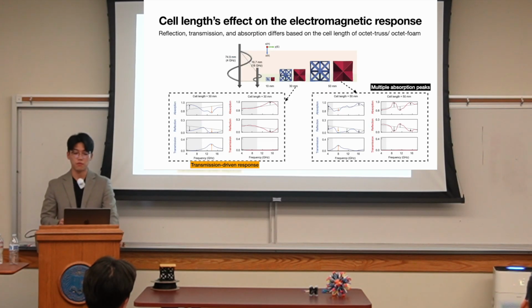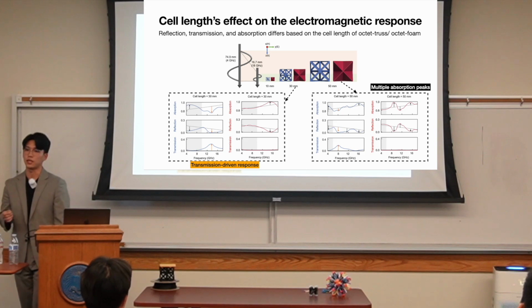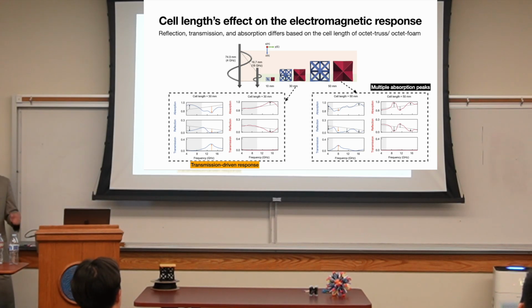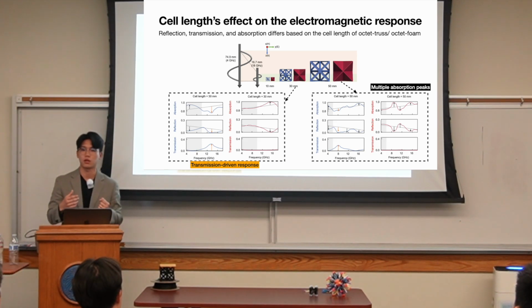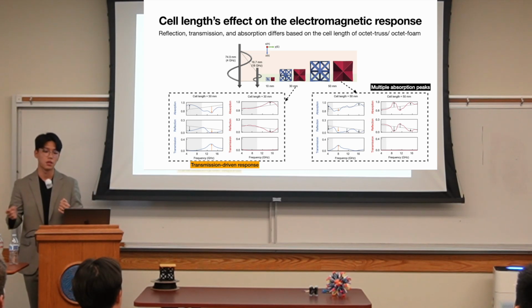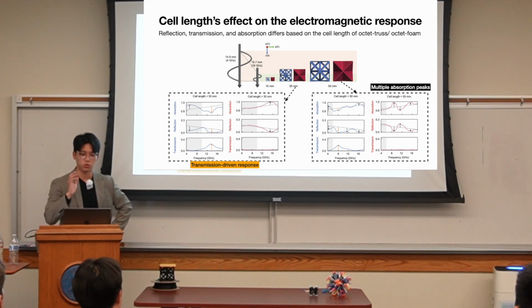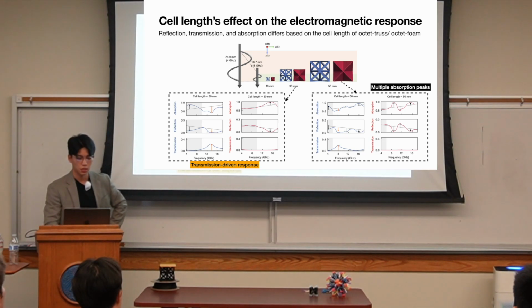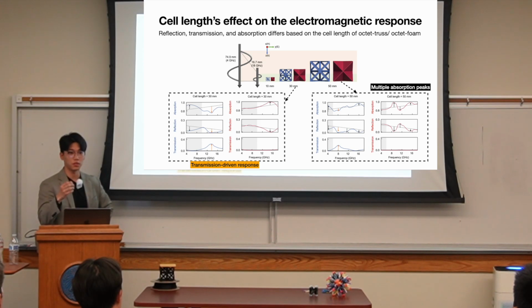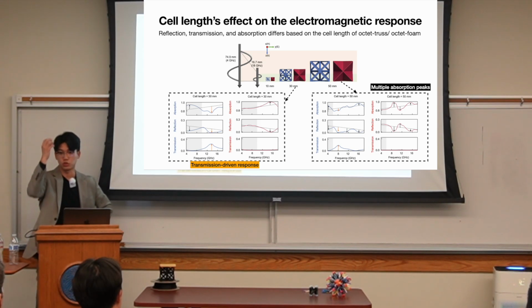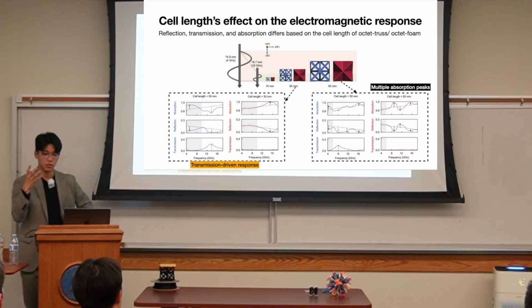For example, if we are trying to compare the cell length, if we took the experimental approach, printing this sort of specimen and then testing it would require so much time to see what's going to happen. But by using the simulation approach, we can quickly go through the electromagnetic response. And an example of this is, if you use octet truss, as you can guess from the structure itself, it's composed of a strut-based structure that's able to transmit a lot of incoming wave into the next layer.